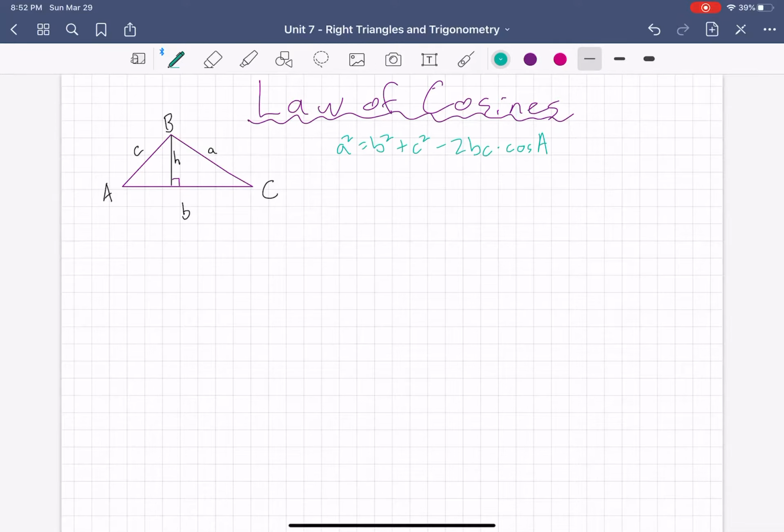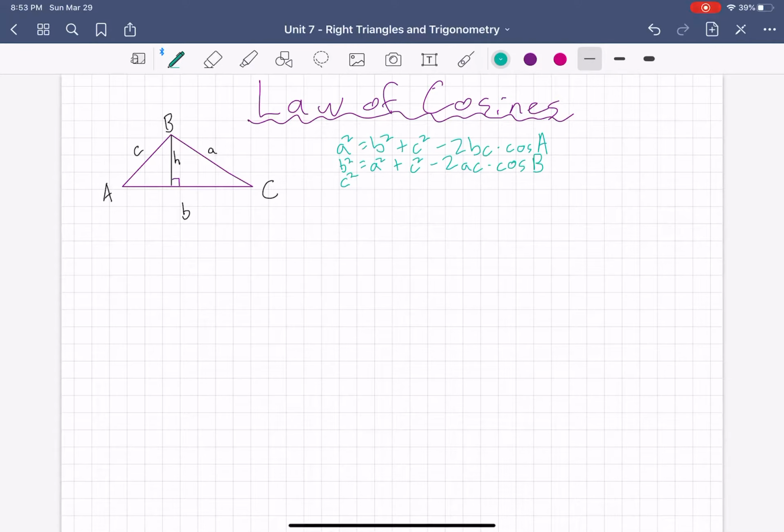Now, there are technically three ways we can write this, but they are all really the same formula, depending on which sides and angles you're talking about. So we could also write it as b squared equals a squared plus c squared minus 2ac times cosine of B. I want you to look at that for a second and think if you see a pattern.